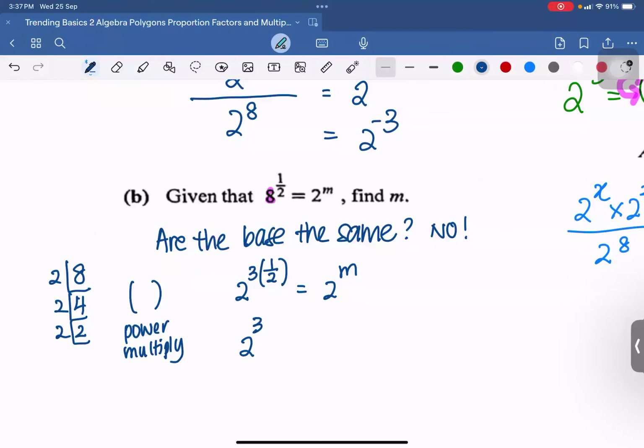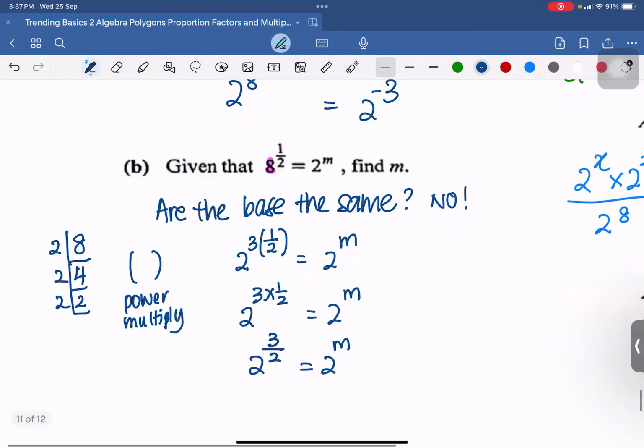Okay, 3 times half. So this one is 3 times half to the power m. So you get 2 to the power of 3 over 2. Hi, Zhishu. We are doing trending questions for TYS part 2, the questions at the bottom on indices.